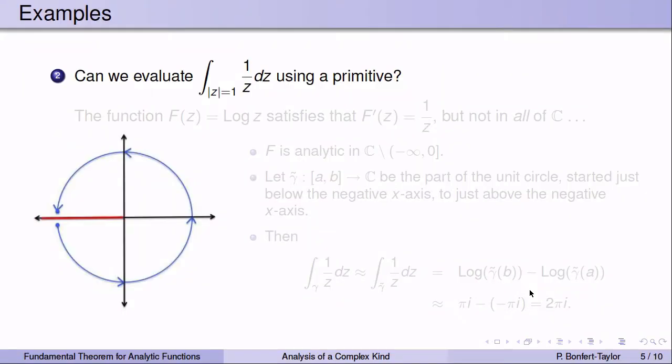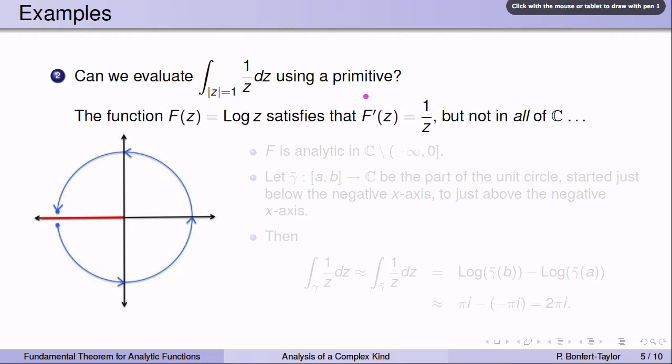Let's look at another example. Can we evaluate the integral of 1 over z over the circle of radius 1 using a primitive? So what is a primitive of 1 over z? Well, we do know that the logarithm function has 1 over z as its derivative, but not in all of C. The logarithm function log z is only analytic in C minus the negative real axis. We needed to cut open the plane because across that negative real axis, this function log z wasn't even continuous.